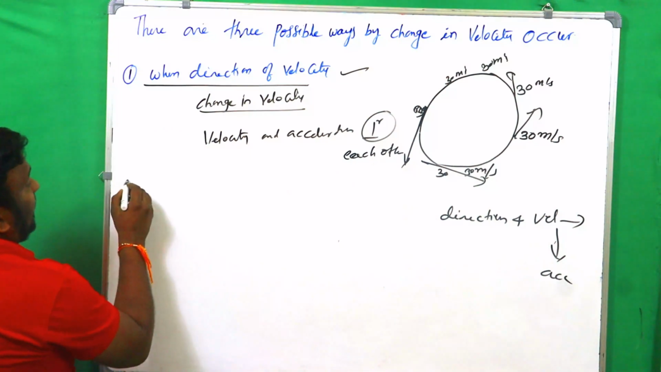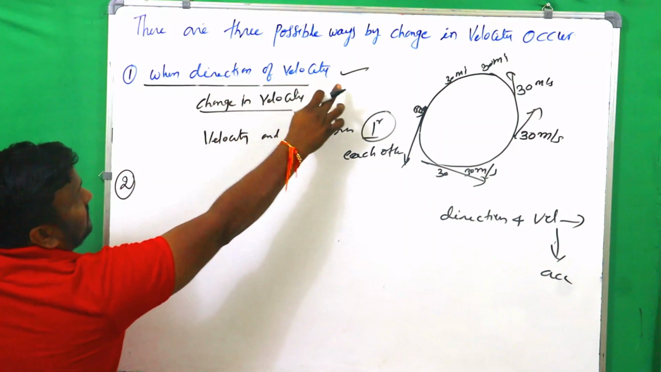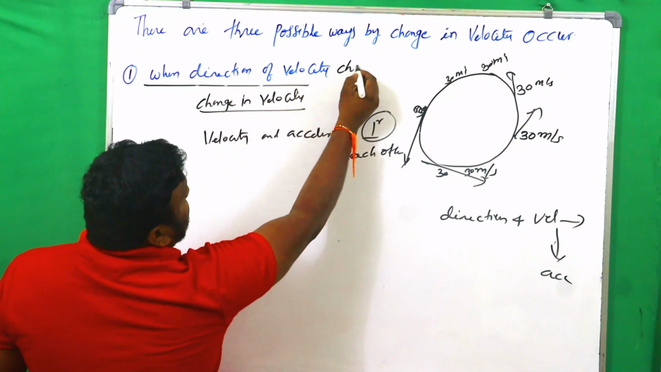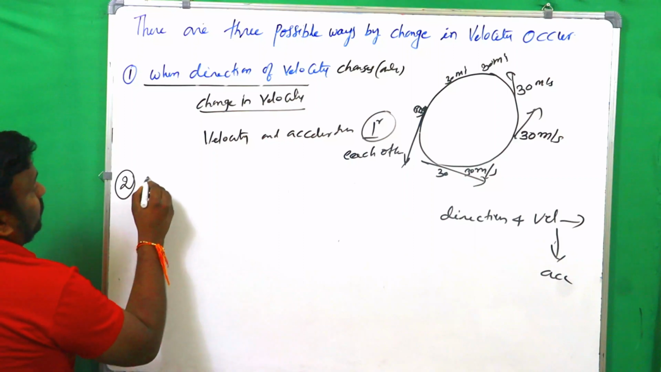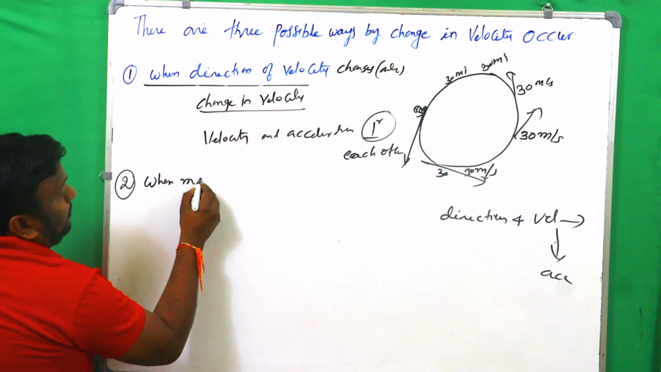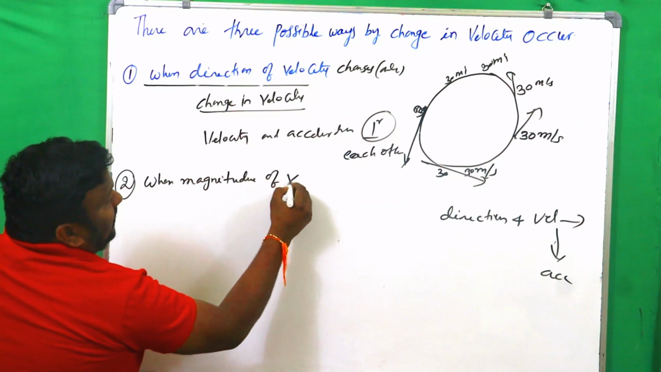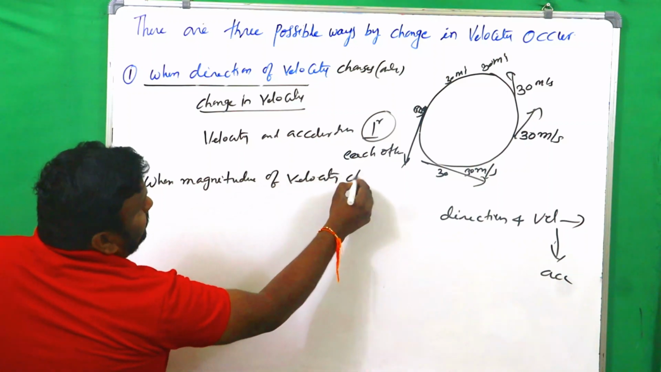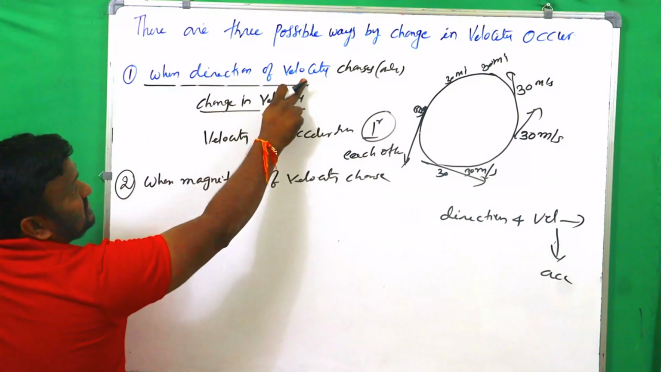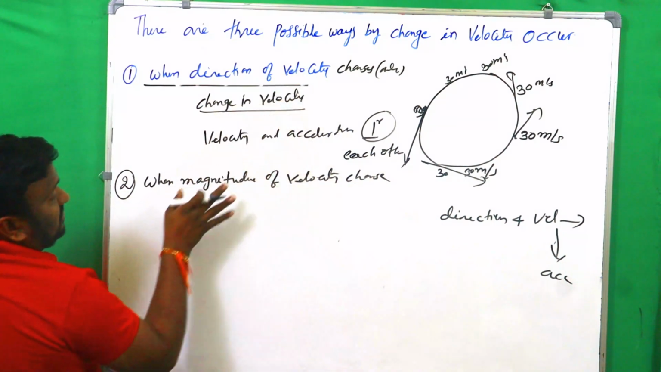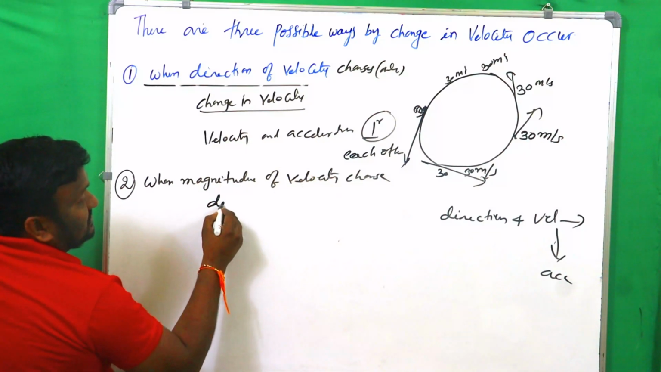That is the first thing. And the second one is when the direction of velocity changes, we said when the direction of velocity changes only. And the second one is when the magnitude of velocity changes. In the first case, the direction of velocity changes, magnitude is constant. For the second case, the magnitude of velocity changes but the direction is constant.